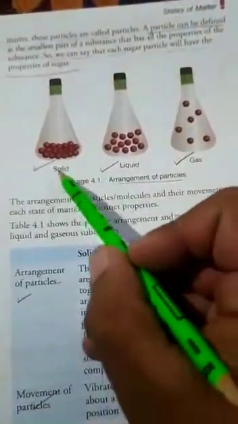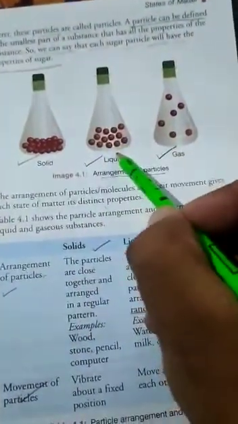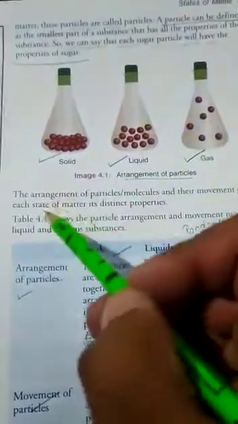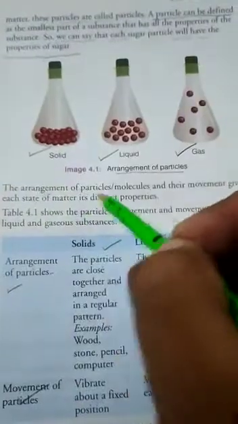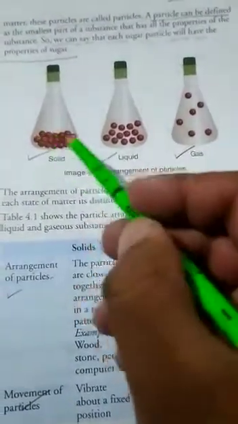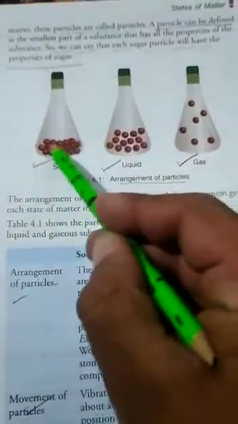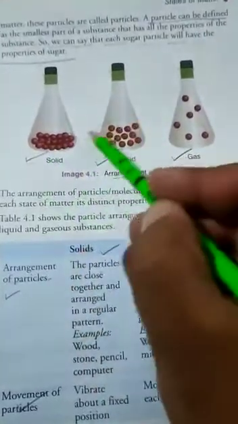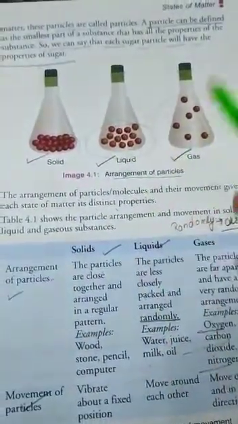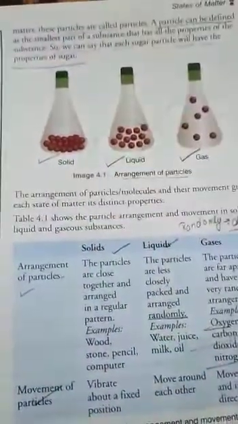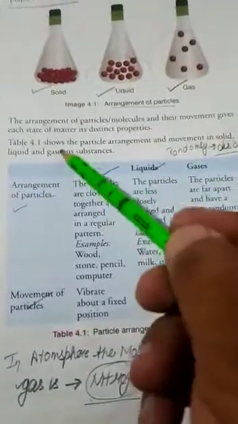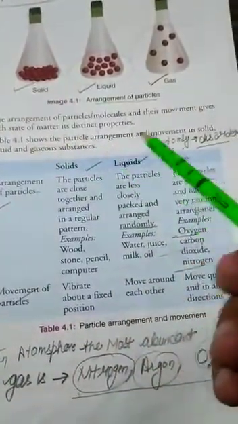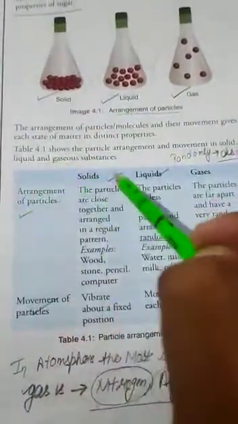You will see solid particles, liquid particles and gaseous particles. The arrangement of the particles and their movement gives each state of matter its distinct properties. According to their particle arrangement in solids, liquids and gases, they are distinguished by their different properties. Now we will study their arrangement. Table 4.1 shows the particle arrangement and movement in solid, liquid and gaseous substances.